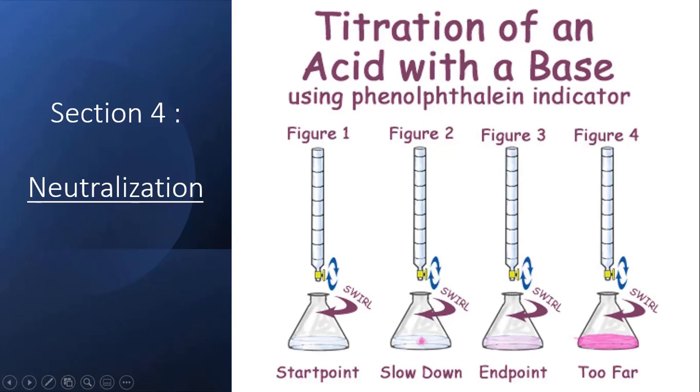Titration of an acid with a base, sometimes we use phenolphthalein as indicator. Phenolphthalein is pink for the basic and colorless for the acid. This is an acid, colorless. You see, once you add in figure 1, you have a starting point.